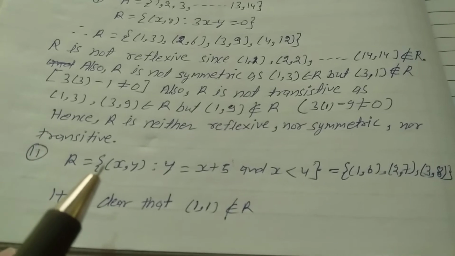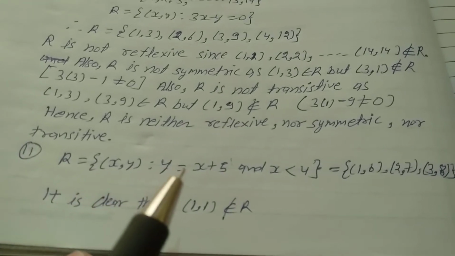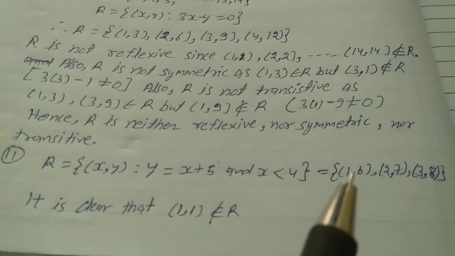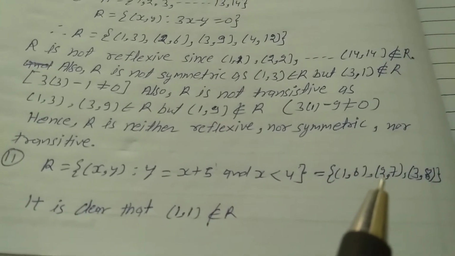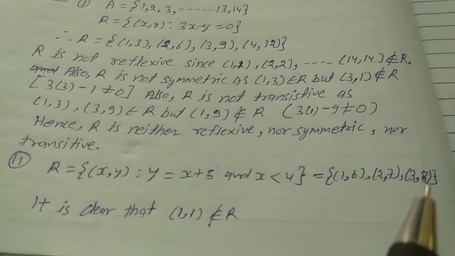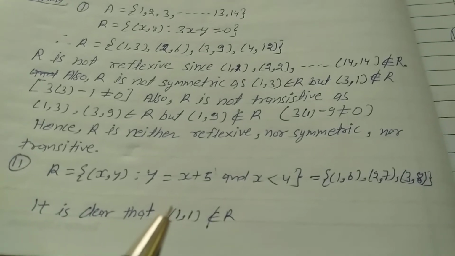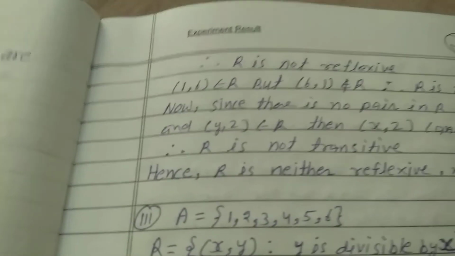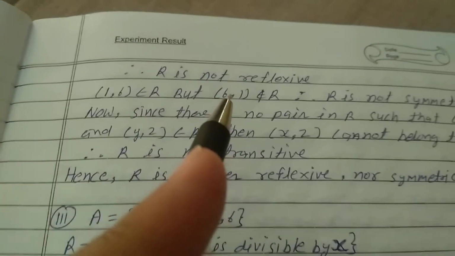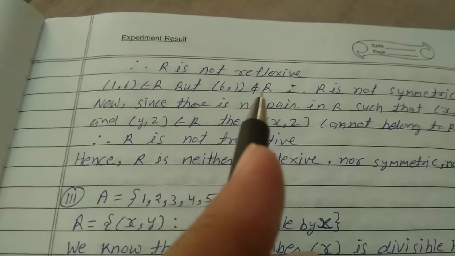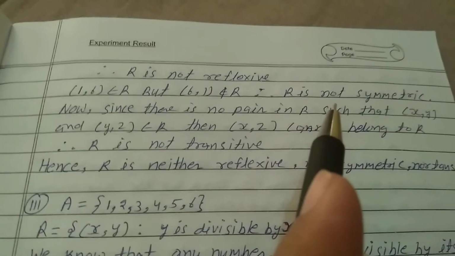Second, R = {(x, y): y = x + 5 and x < 4} = {(1, 6), (2, 7), (3, 8)}. It is clear that (1, 1) does not belong to R. Therefore R is not reflexive. (1, 6) belongs to R, but (6, 1) does not belong to R. Therefore R is not symmetric.